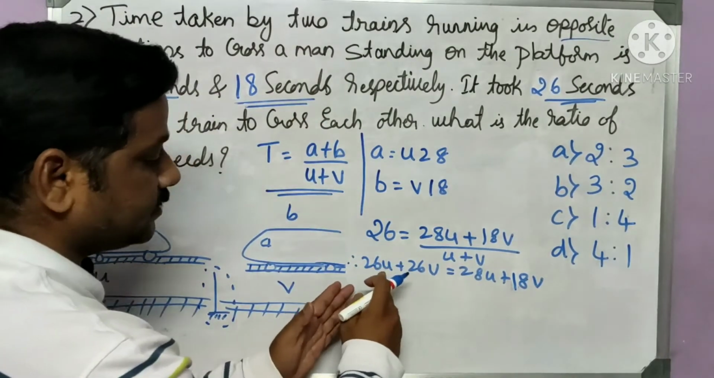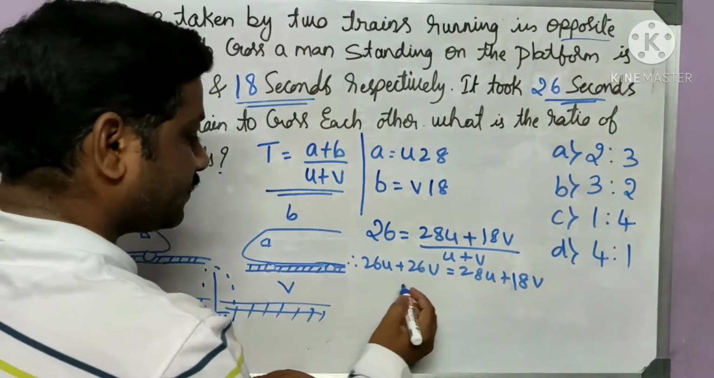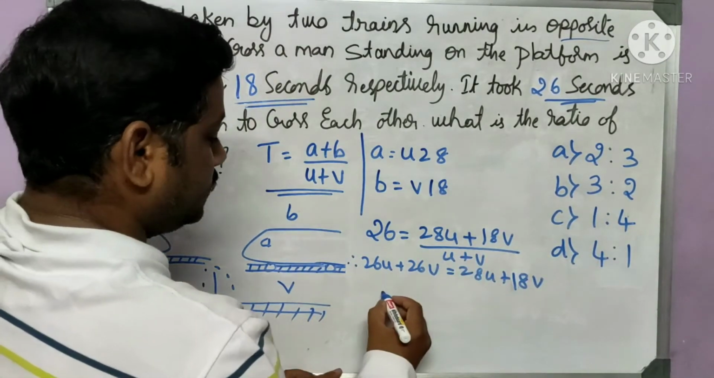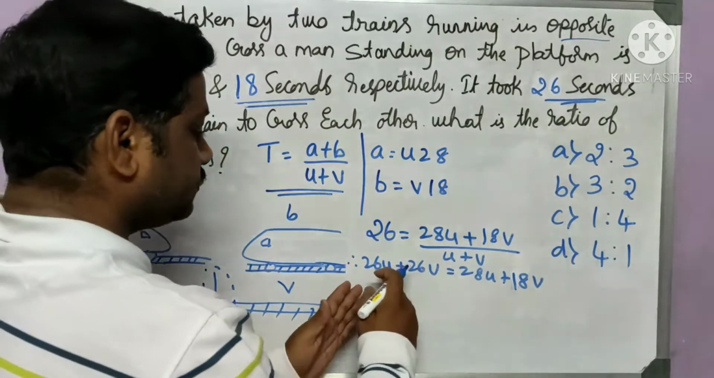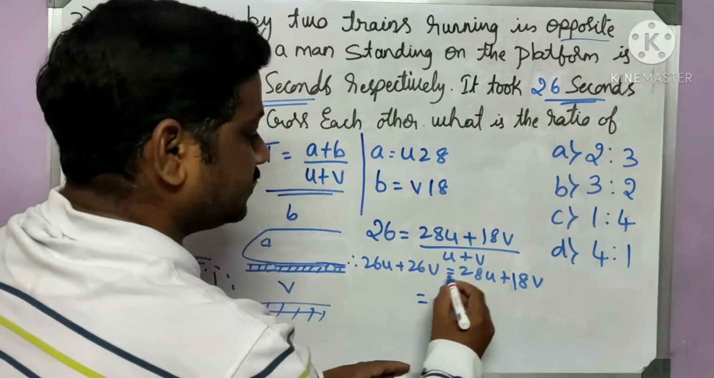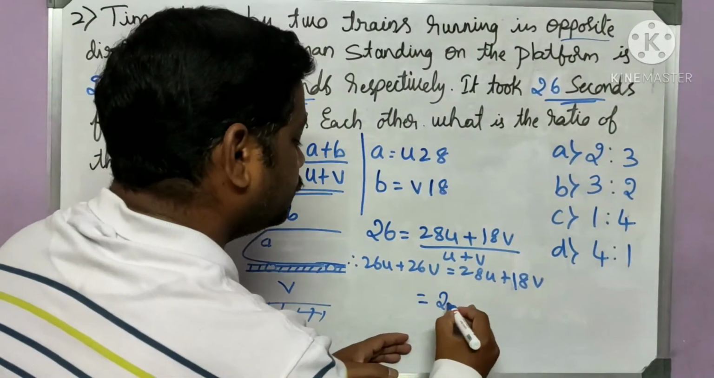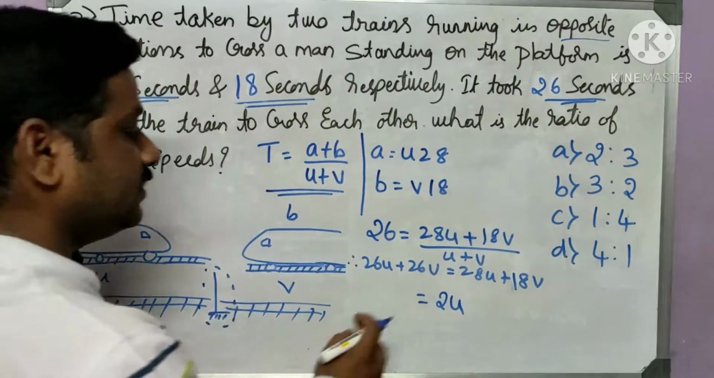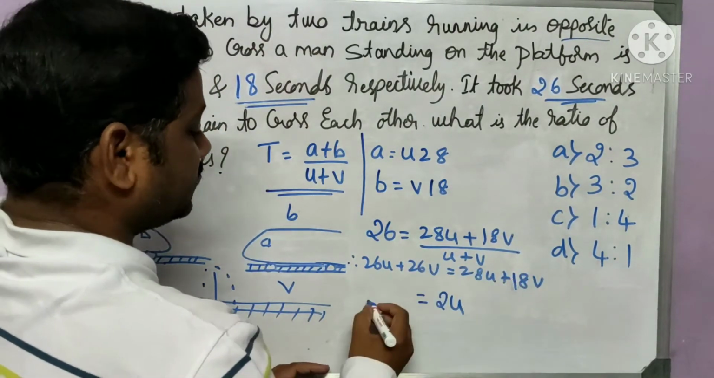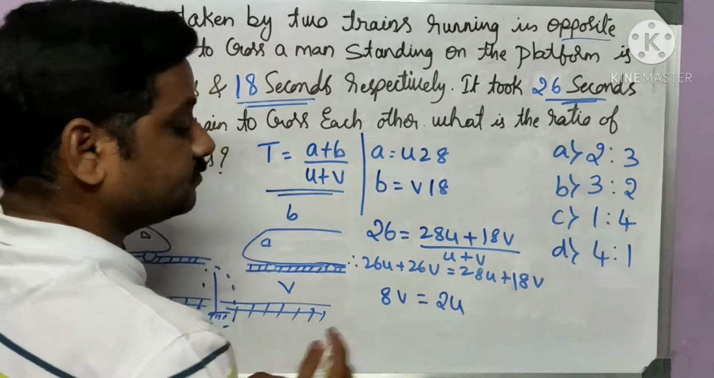So let me take this U towards that. You simplify this. What you get here is 20. I will take this towards here. Whatever you can do. So 26, if I take towards this side, RHS side, you will get 28 minus 26, that is 2U, and this is 26V. If I take this towards LHS side, minus 18 we get, 26 minus 18 is 8V.